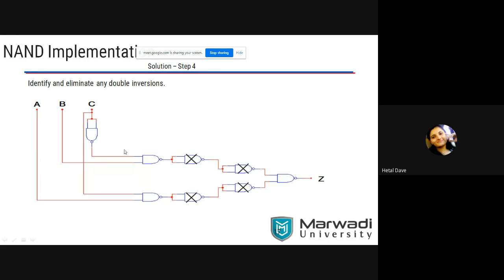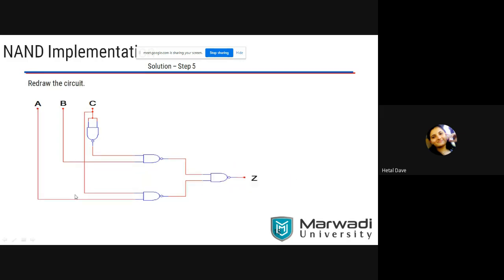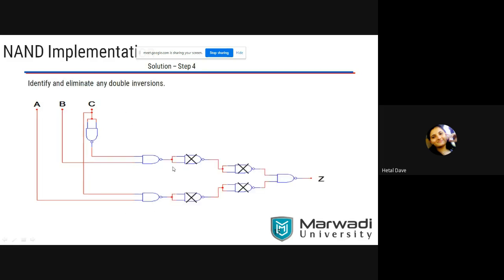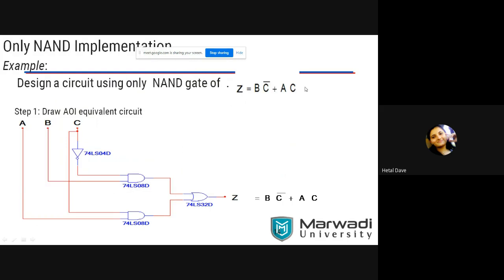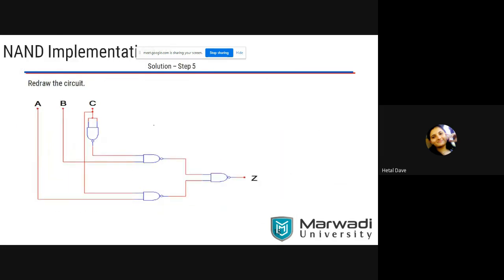And the remaining circuit means this NAND gate, this NAND gate and the last NAND gate, you need to draw it out. Whenever you verify the circuit, you will get the same Boolean function. Now it's clear. The same Boolean function can be implemented using AOI as well as using this circuit.